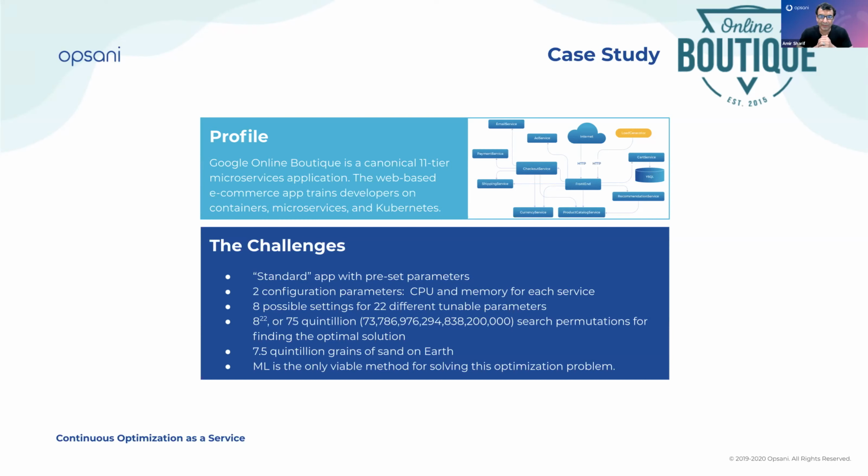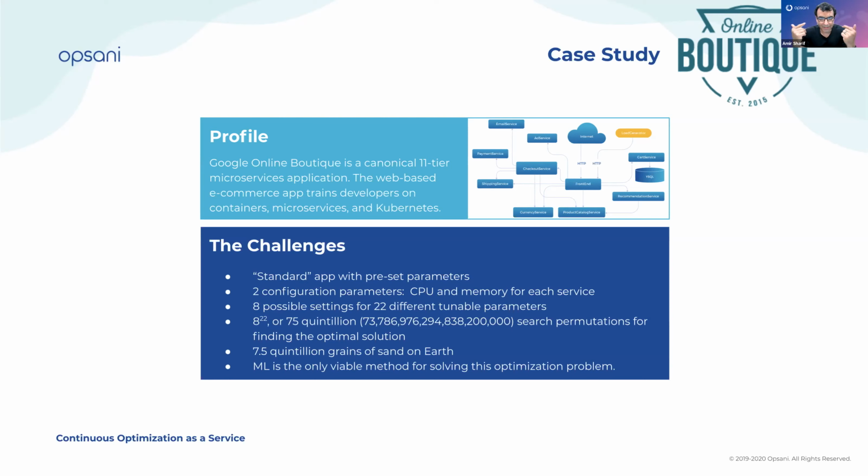The number is 8 to the power of 22. I don't know if you remember Avogadro's number from high school chemistry, something like 6 times 10 to the power of 23. It's a really large number. In this case, it's roughly 75 quintillion. Just for kicks, I did a Google search for how many grains of sand are on Earth. It turns out to be 7.5 quintillion. So this is roughly one order of magnitude larger. The number of permutations you can explore in order to optimize this basic online boutique is one order of magnitude larger than the total number of grains of sand on Earth, per Google.